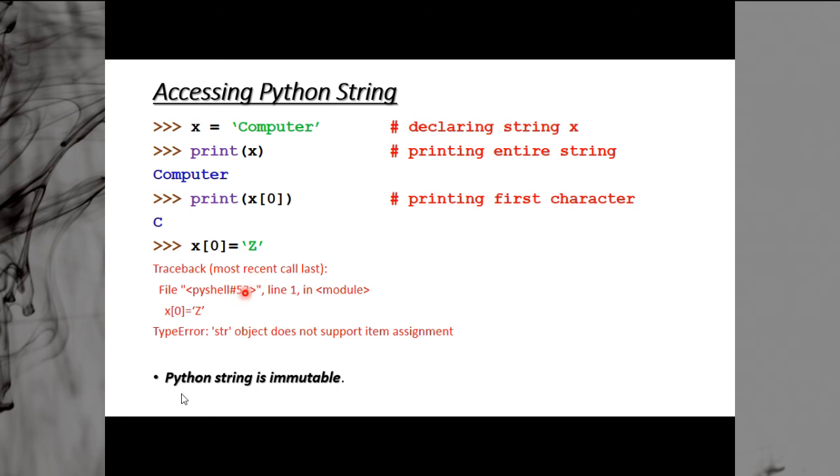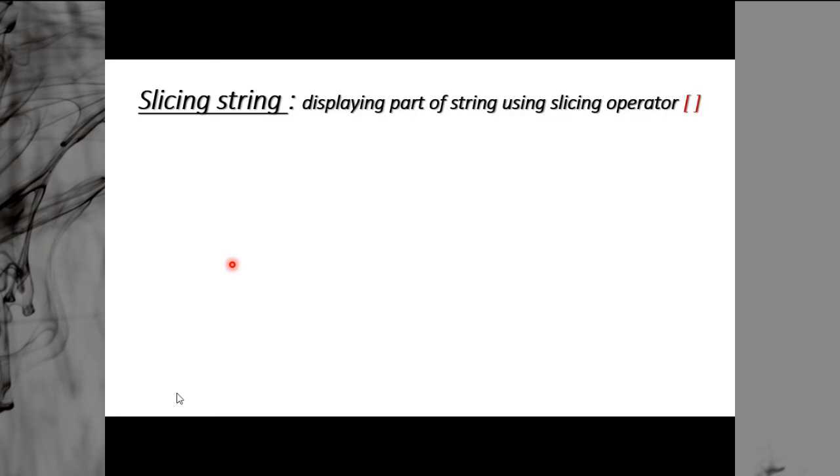And this is what? Traceback, most recent call last. Okay, so this is what? x[0] is equal to Z, and the error is: 'str' object does not support item assignment. Okay, so why? Because Python strings are immutable. So this type of assignment, element assignment, is not allowed in a Python string.